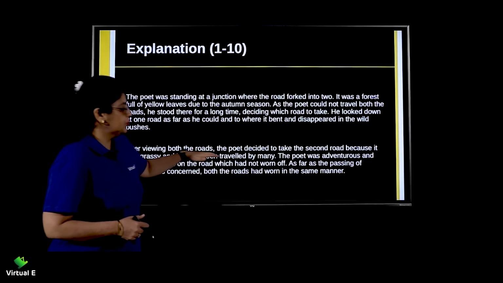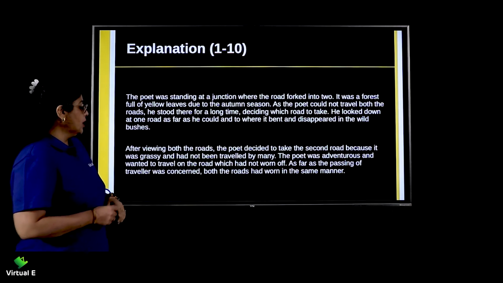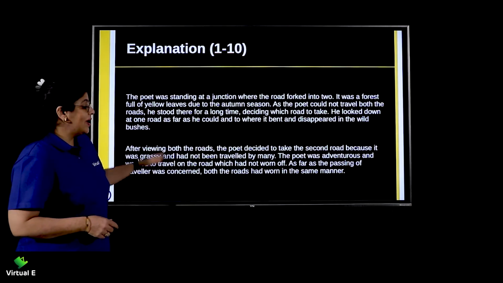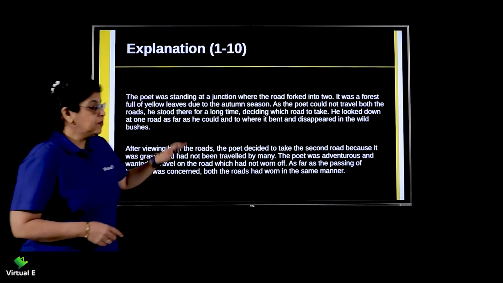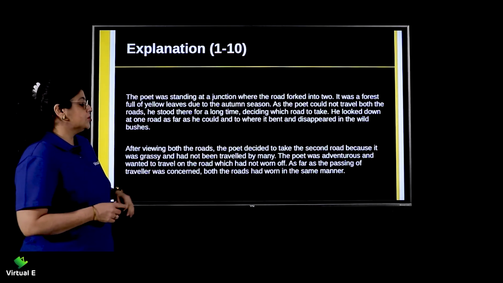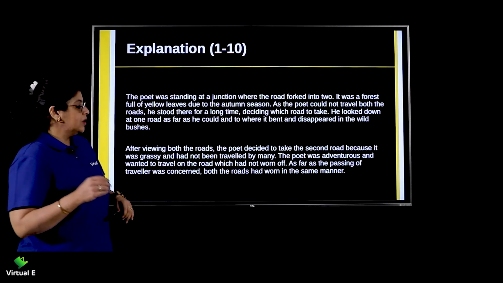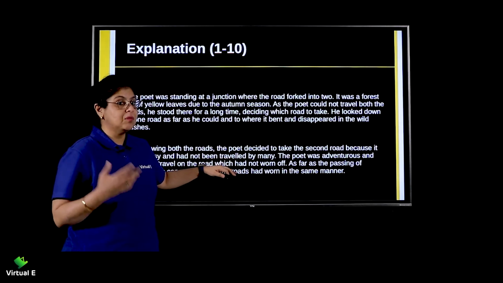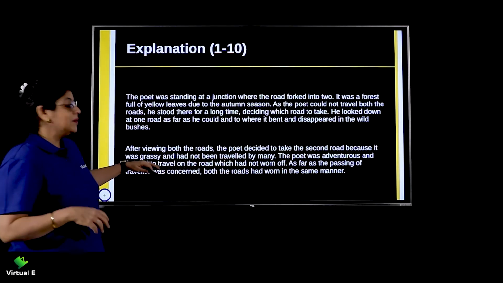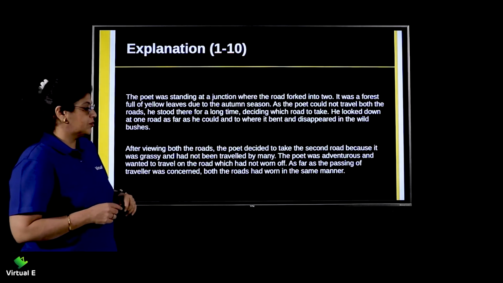After viewing both the roads, the poet decided to take the second road because it was grassy and had not been travelled by many. The poet was adventurous and wanted to travel on the road which had not worn off. Now what he does was, he decided to take the second road. He thought that was a better choice to make. Why? Because it was yet grassy and not many people had walked on that road.